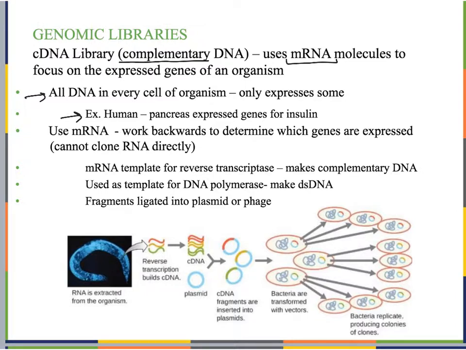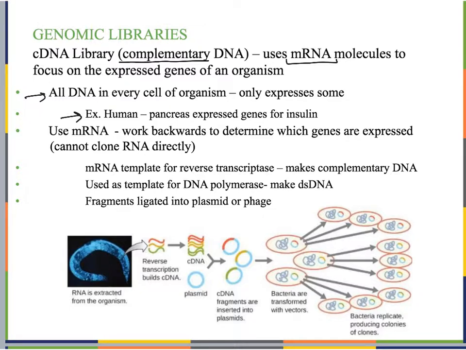However, other cells, like the example here, pancreas cells, are going to go about doing other things, like making glucagon or making insulin. They're not going to be concerned with making keratin, for example, or melanin, which is something skin cells do. So each cell is going to be expressing different genes of the same DNA.